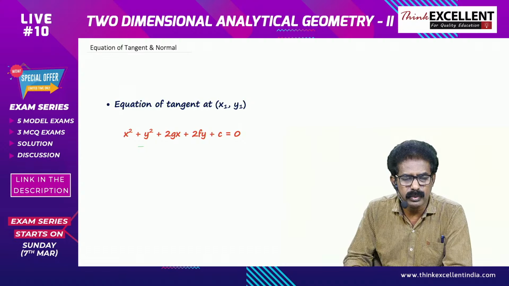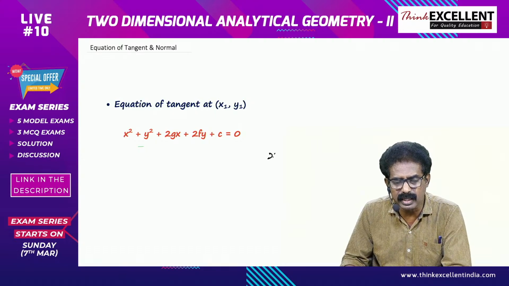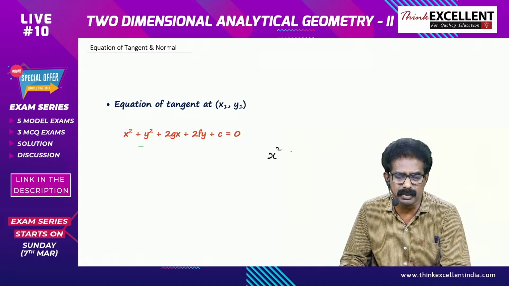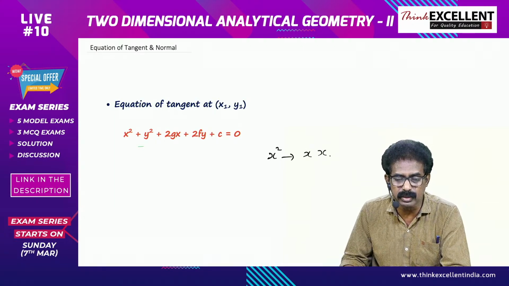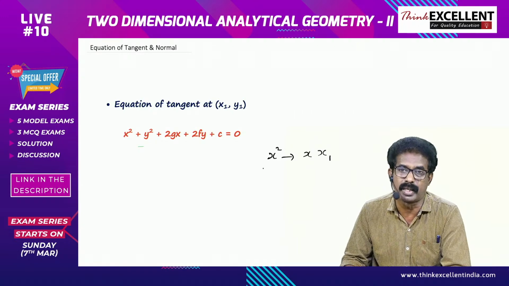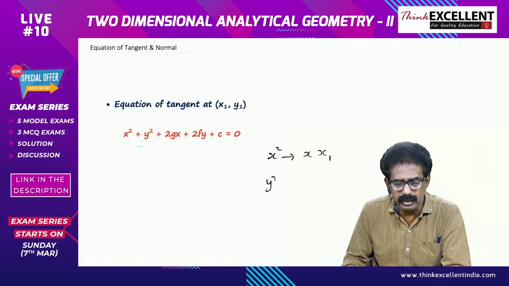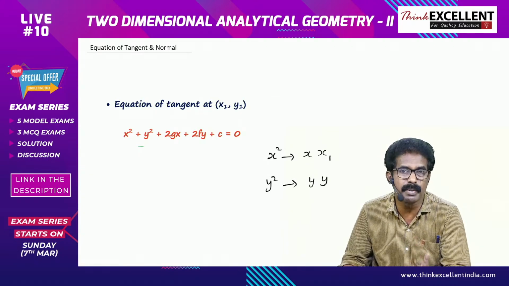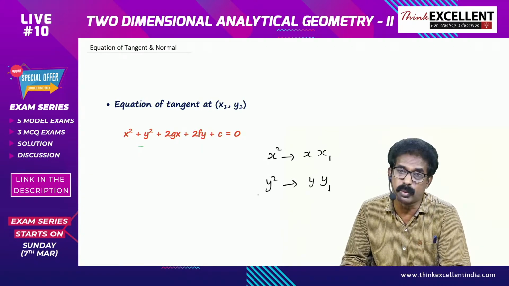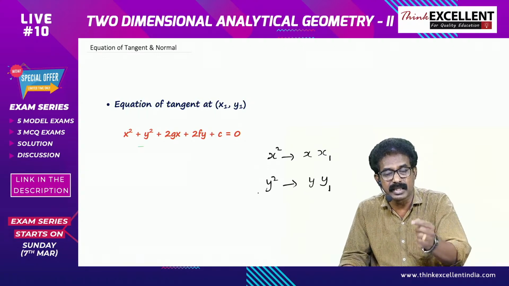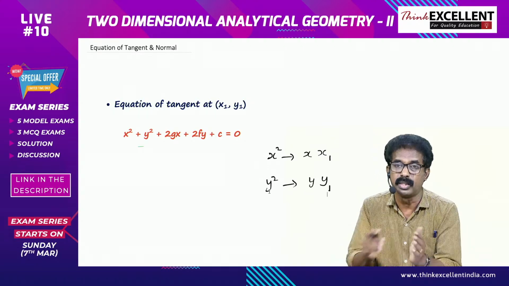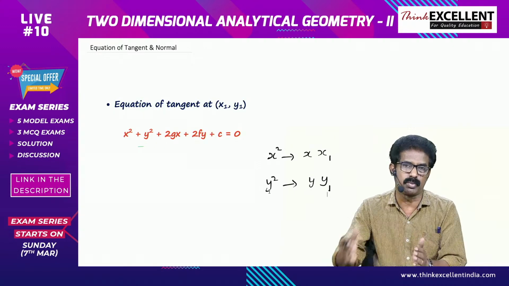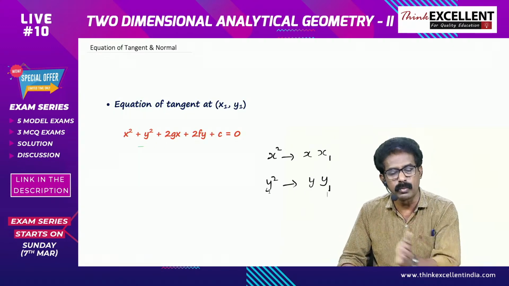So what we do here: wherever x square comes, x square you can write as x into x. One x stays as it is, the other x you make it x1. Wherever y square comes, y square can be written as y into y. One y stays as it is, the other y you make it y1. When you write the equation of tangent at (x1, y1), these changes you have to give. x square becomes xx1, y square becomes yy1.